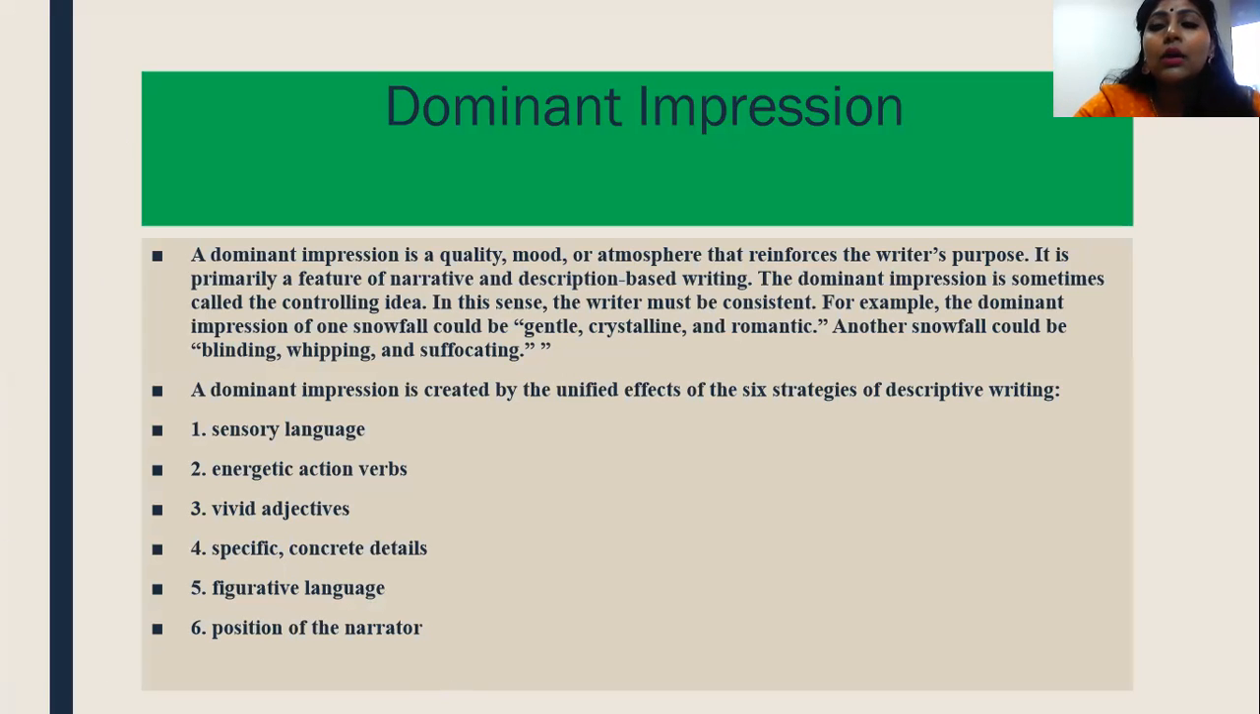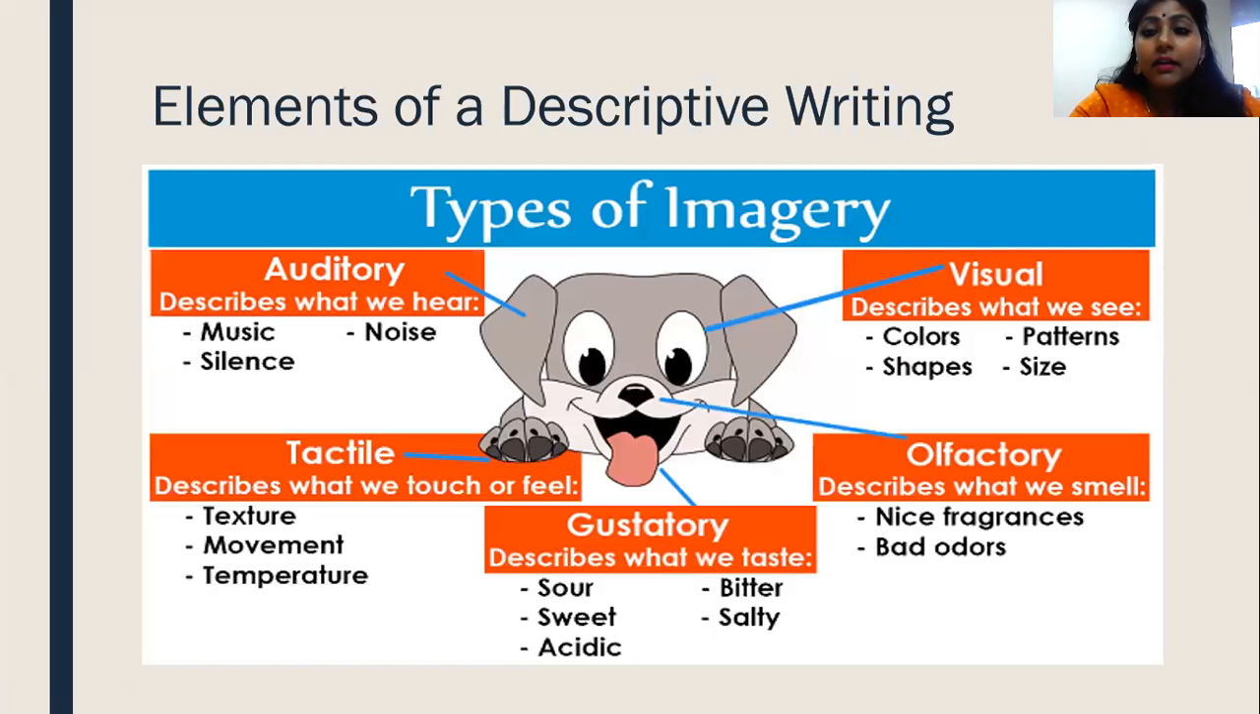We will look at vivid adjectives, and then we will look at specific or concrete details. That means how could you describe your idea specifically instead of being very vague, and the importance of figurative language and also the position of the narrator. In fact, that means whether you want to use a spatial order or follow a chronological order or in fact order of importance. Okay, so a very quick one. These are the elements of descriptive writing.